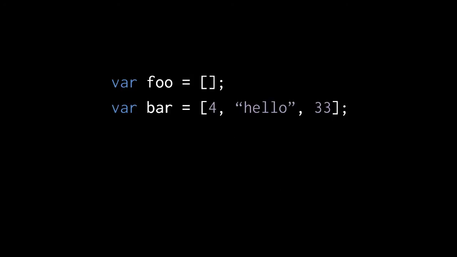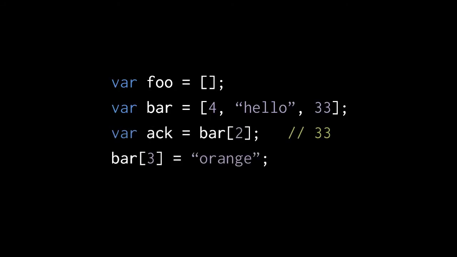So here, for example, we assign to foo an empty array, and then assign to bar an array of three items: the number 4, a string hello, and the number 33. We then assign to ack the item of bar at index 2, in other words, the third item of bar, the value 33. Lastly, we assign to index 3 of bar a string orange. Because bar previously had no item at index 3, this effectively expands the size of the array by 1.